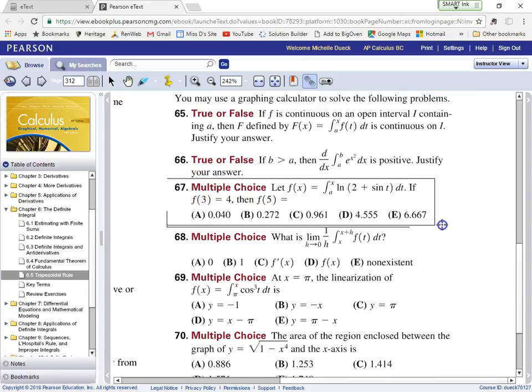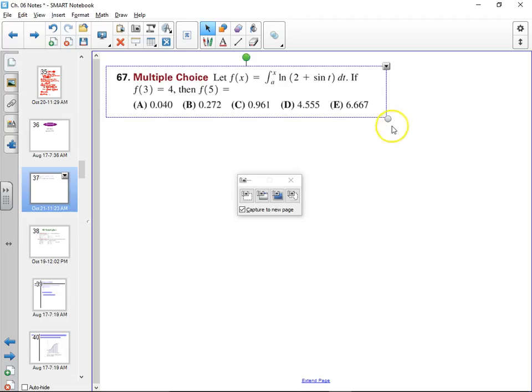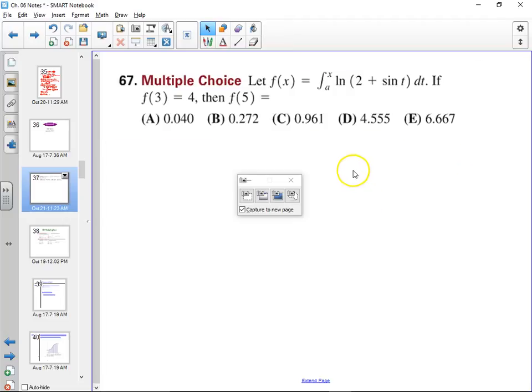All right, last one. Composition books are closed, and here we go. Multiple choice gives us the following equation: f of x equals the integral from a to x of ln of 2 plus sine of t dt. Oh, this marker's killing me. It sticks out.